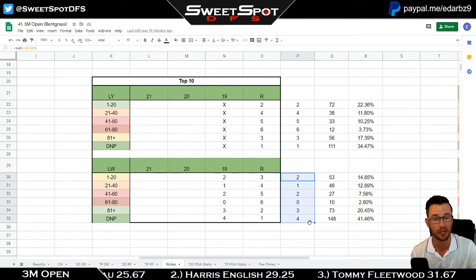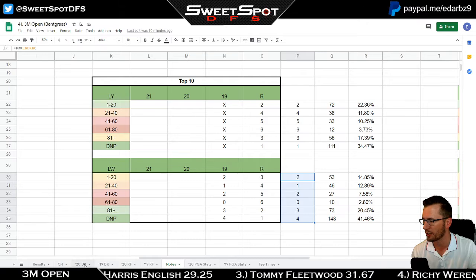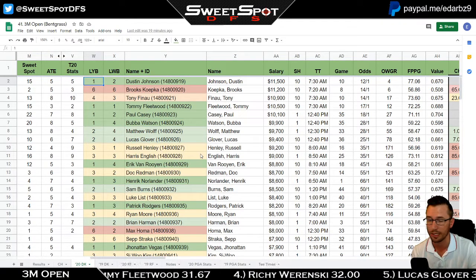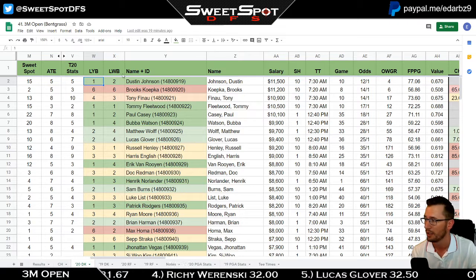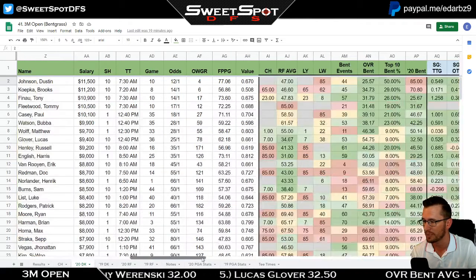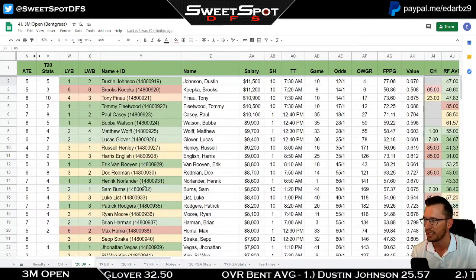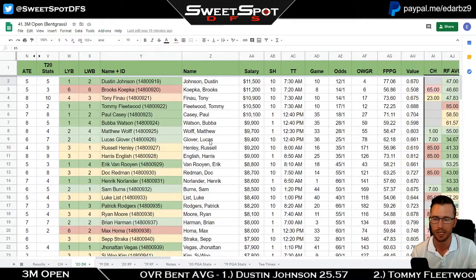And likewise for the last week bucket. So let's see what that looks like on the spreadsheet. You can see Dustin Johnson is the last year bucket 1. He did not play here last year. He did play last week and he missed the cut. So that 85 represents a missed cut. He is a 1-2, is what I would say.